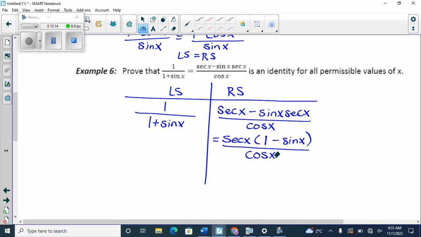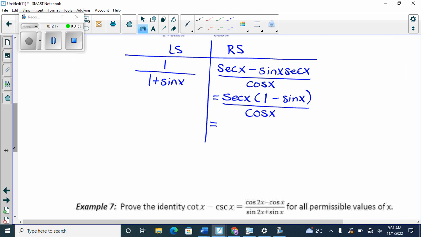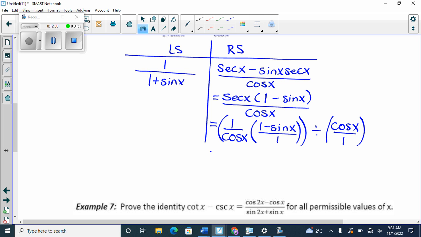Now, I'm going to go secant x is 1 over cos x. Immediately, I am getting a fraction in my numerator, so I'm going to write my numerator in brackets. So I get 1 minus cos x times 1 minus sine x over 1, divided by cos x over 1. This isn't a full fraction yet, so I'm going to get 1 minus sine x all over cos x, because numerator times numerator, denominator times denominator when you multiply fractions. Now it's a full fraction and a full fraction, so I can flip it.